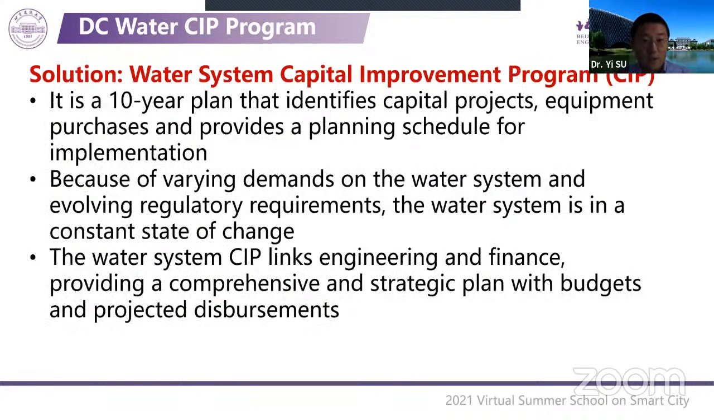So the solution in DC Water for its infrastructure development is the Water System Capital Improvement Program. It is a 10-year plan that identifies capital projects, equipment purchases, and provides a planning schedule for implementation. It's like in the knapsack problem, select the different items and put those in the bag.